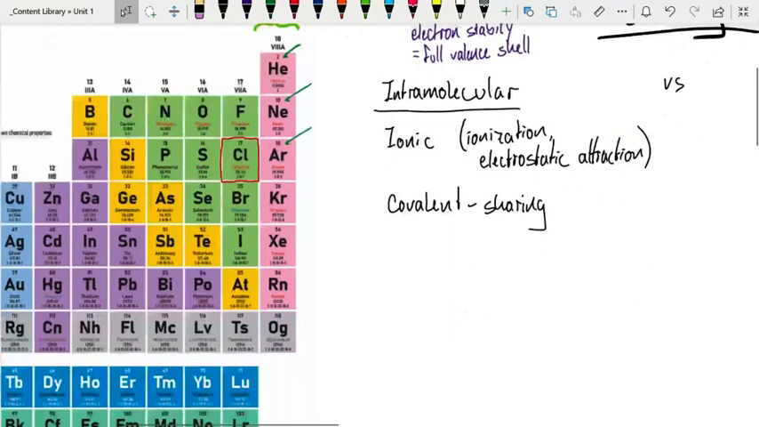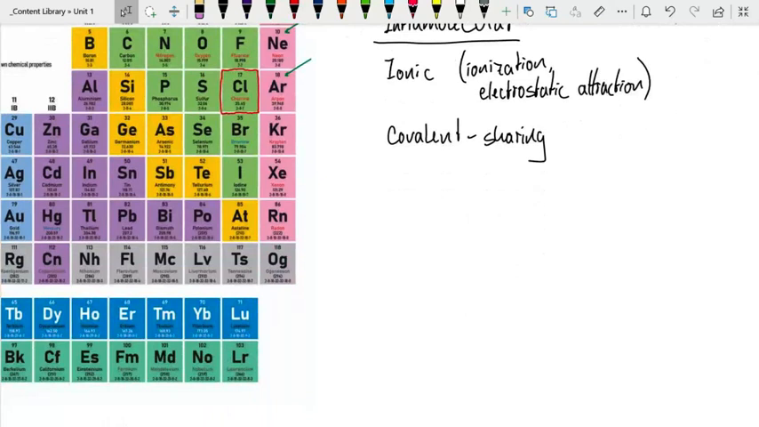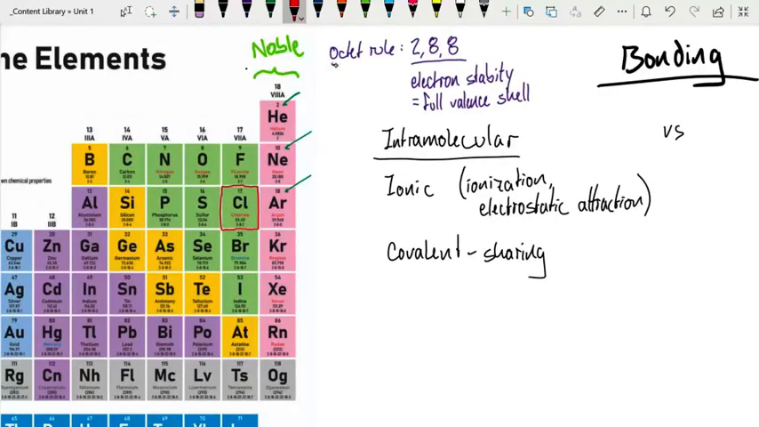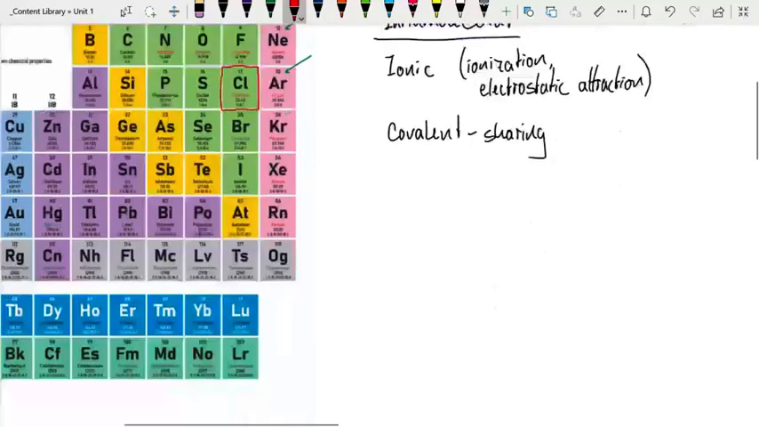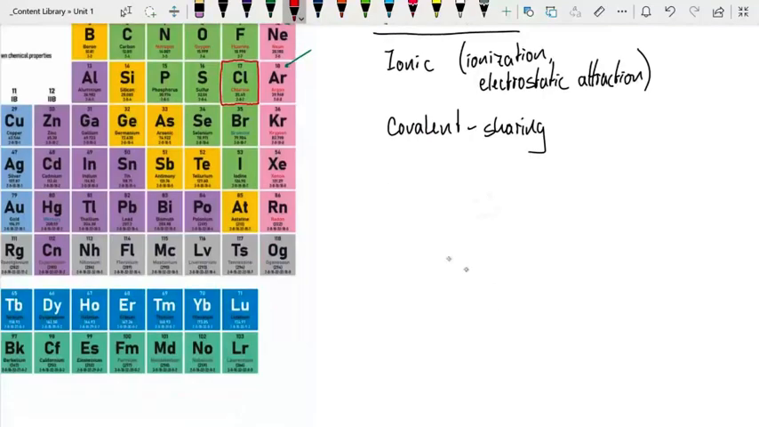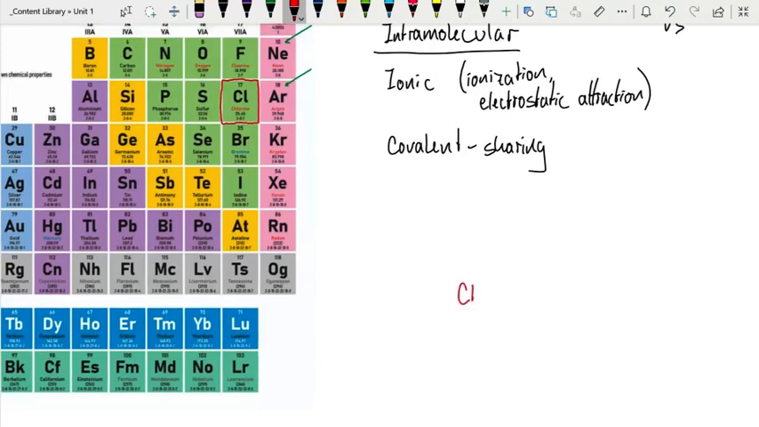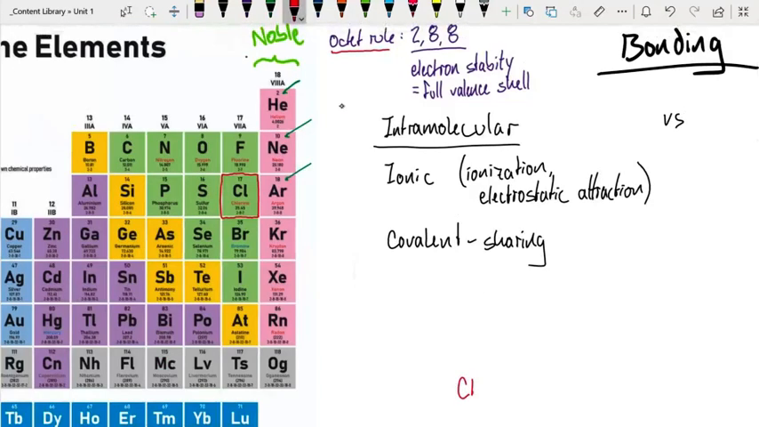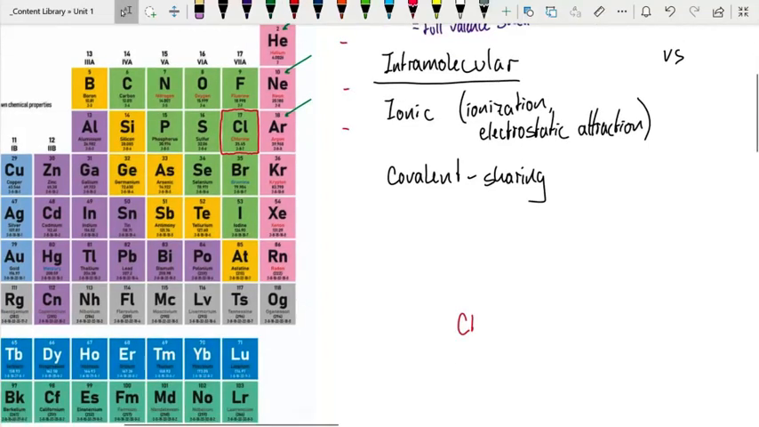If we think about what this means in terms of our octet rule, it means that for chlorine, to get there, how many shells? Well, there's this first shell, there's this second shell, and there's this third shell. We'll come back in just a second to talk about what shells are.